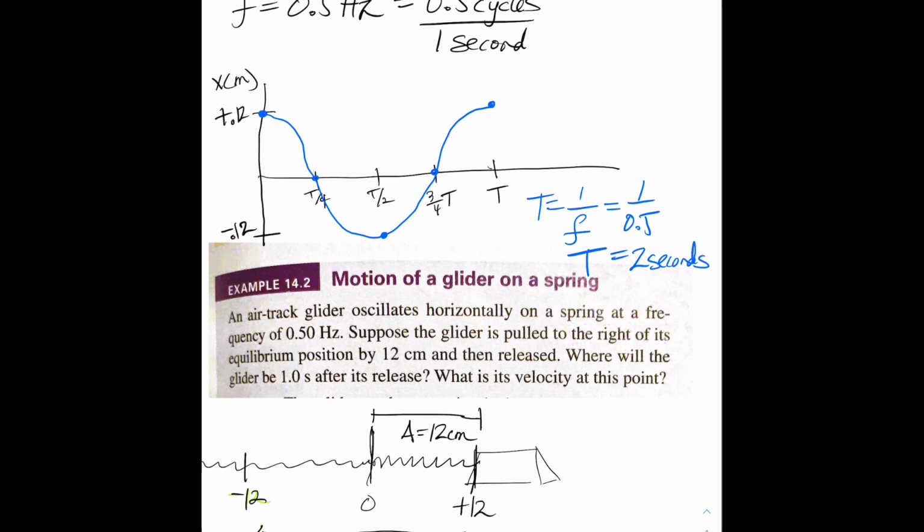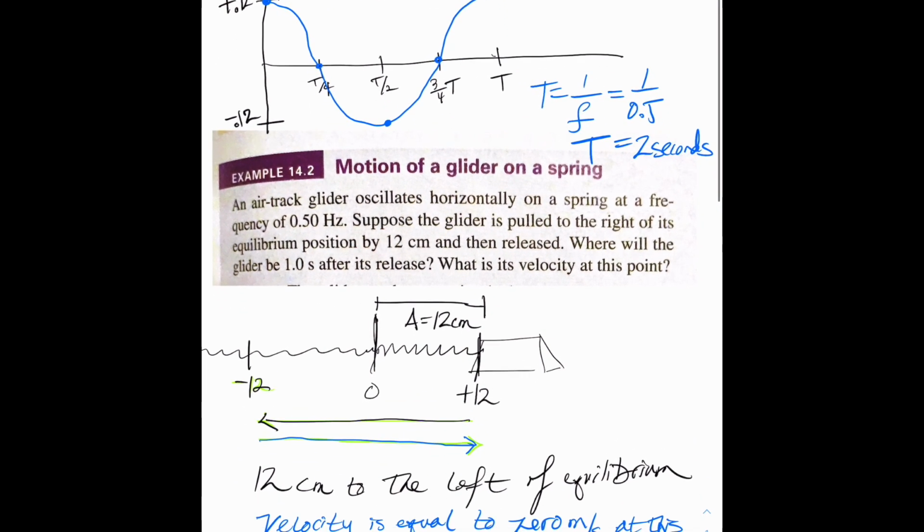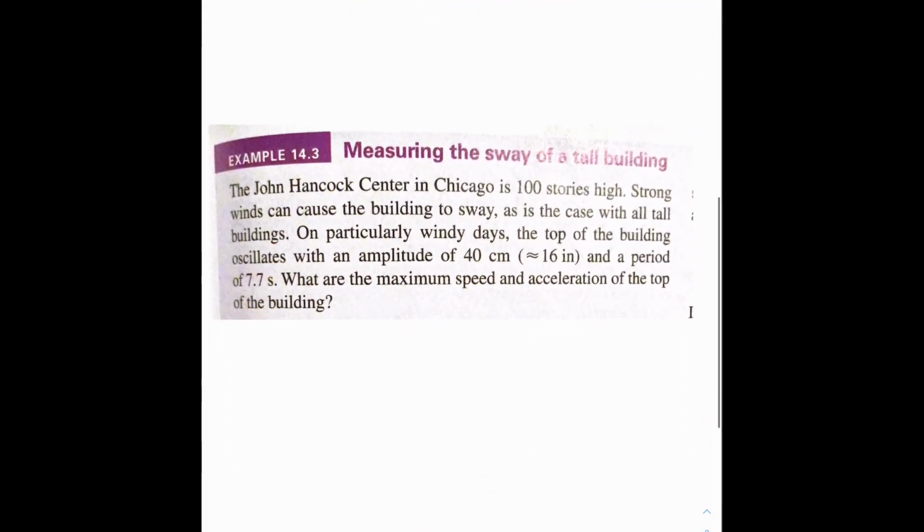So we can see that if it takes 2 seconds to go there and back, then in 1 second, where will it be? It will be at its negative amplitude, and that makes sense. So it'll be at negative 12 centimeters, negative 0.12, and we can see that point in orange right there that I'm highlighting. Okay, so there we go. Let's go and look at the next one.